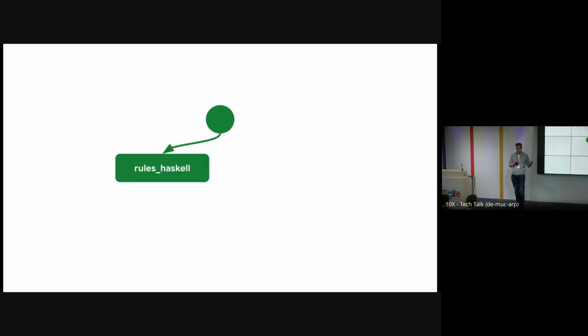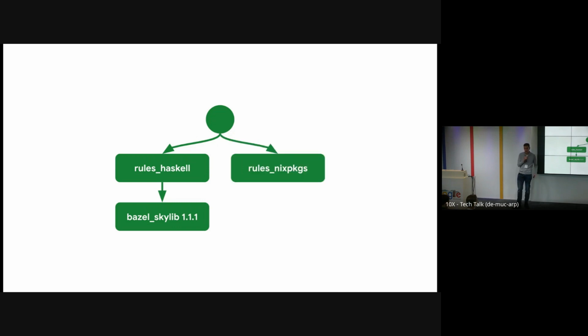And this gets worse. So let's consider an example in the abstract. Let's say we're the root module again as this dot. And we depend on rules_haskell. And rules_haskell depends on Skylib at version 1.1.1. But we also depend on rules_nixpkgs, a Bazel extension to import Nix packages. And that depends on Skylib version 1.0.3. Which version of Skylib are we going to get in our project?